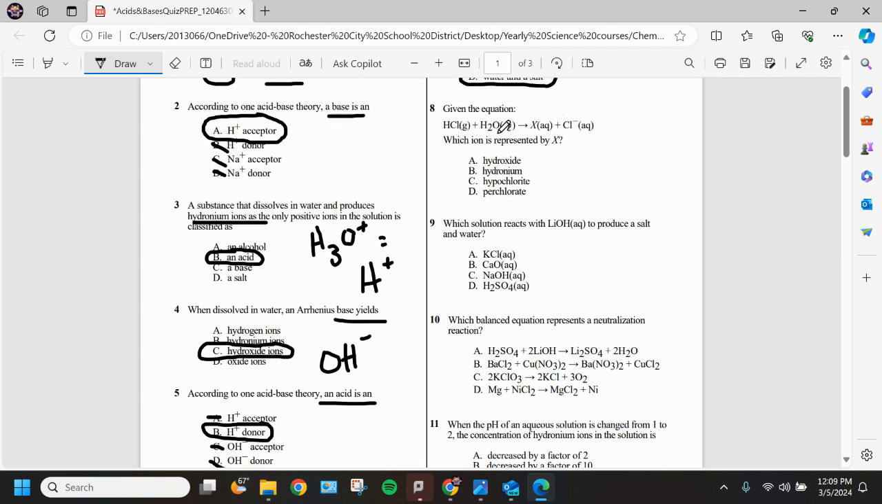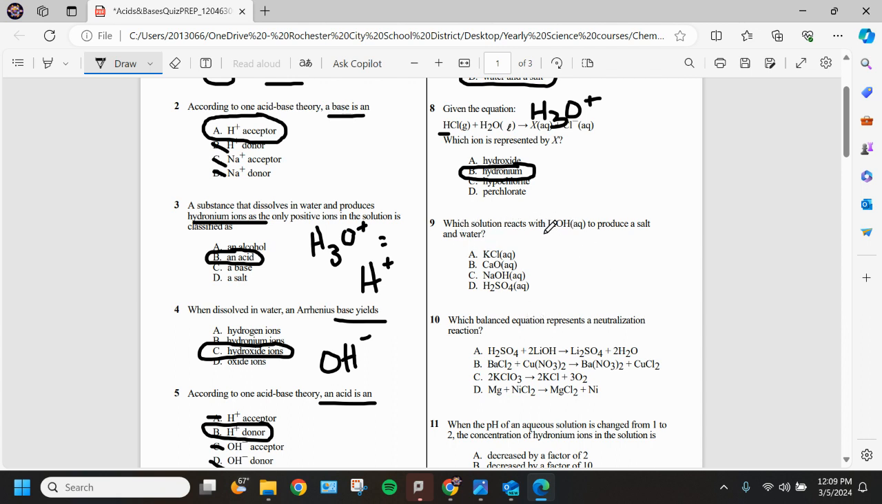Given the equation, HCl with water makes aqueous with Cl. Well, this is going to be H3O plus or H plus. Just to balance the equation, it's going to be H3O plus. I'm going to lose the H off of this, add it to this, and make it H3O, which is called the hydronium ion. Hydronium and hydroxide are close, so you've got to be able to differentiate between those two words.